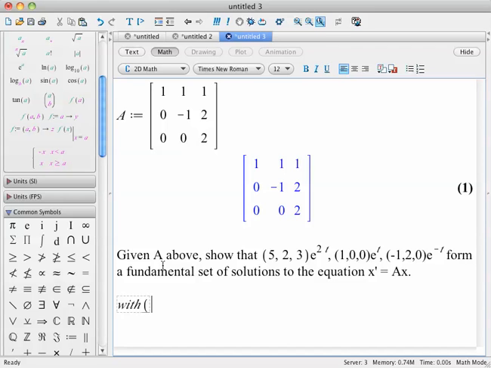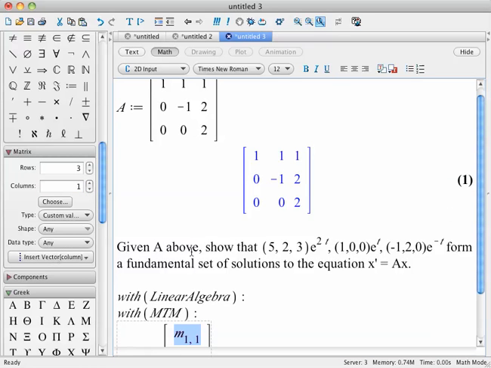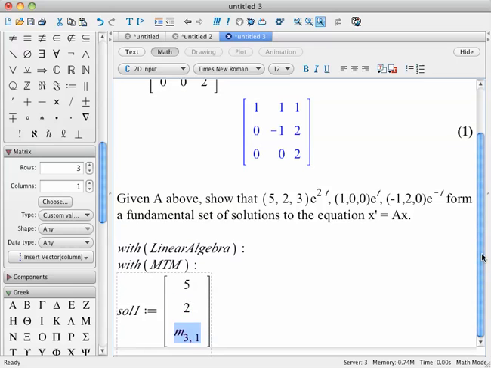I'd like to actually load in a couple of packages. So I'm going to load in linear algebra and the MTM package, which will make things easier to evaluate. And let's start talking about these solutions. So let's see, Sol1, I want to enter that. I need to enter a 3-row, 1-column vector. That's going to be 5, tab 2, tab 3.